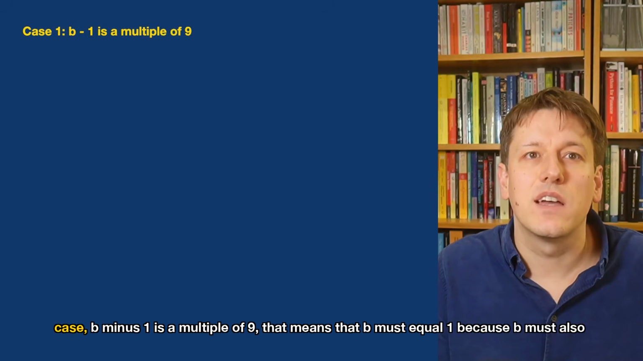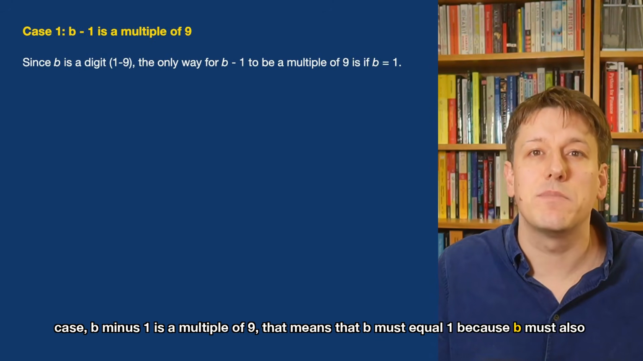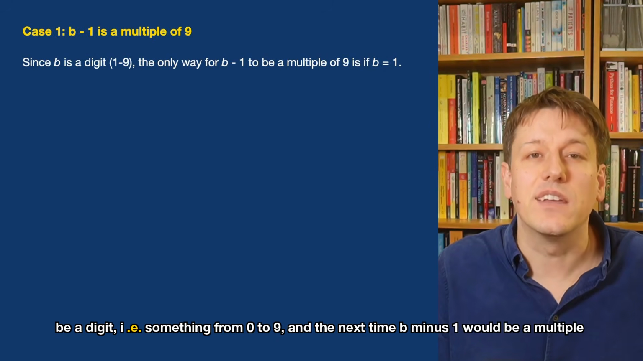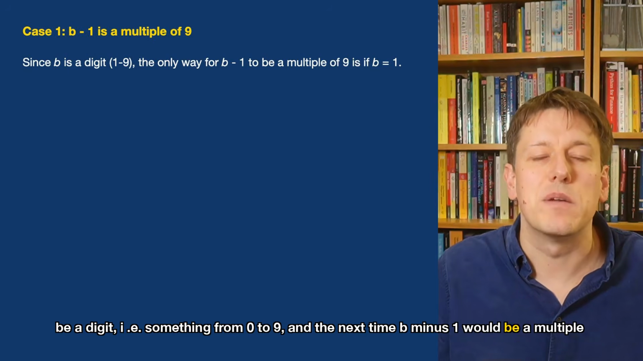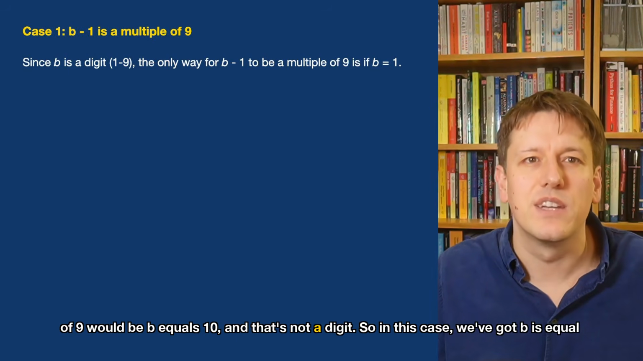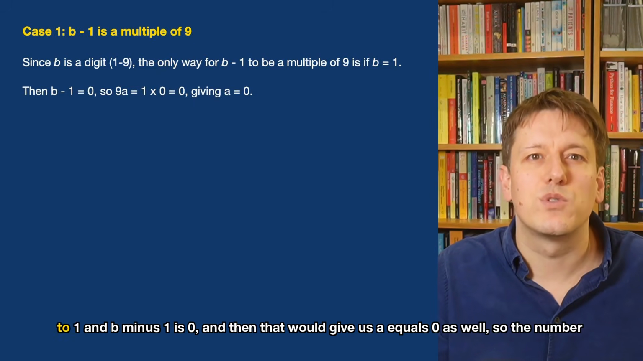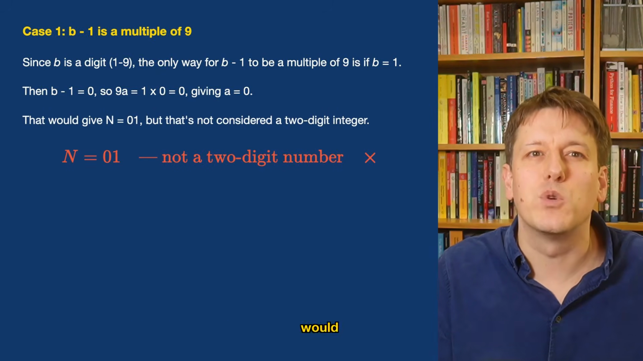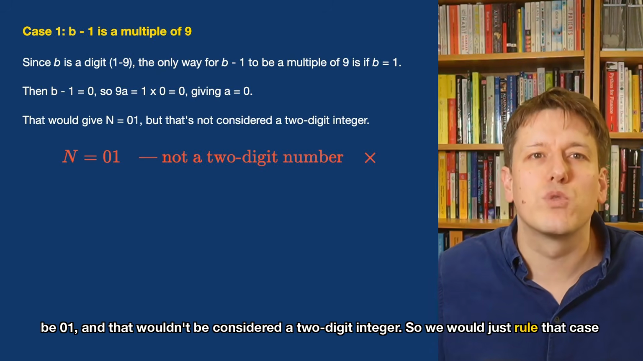In the first case, b minus 1 is a multiple of 9. That means that b must equal 1, because b must also be a digit, i.e. something from 0 to 9. And the next time b minus 1 would be a multiple of 9 would be b equals 10, and that's not a digit. So in this case, b is equal to 1, and b minus 1 is 0, and then that would give us a equals 0 as well, so the number would be 01, and that wouldn't be considered a 2-digit integer. So we would just rule that case out here.